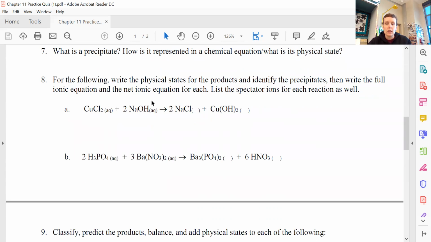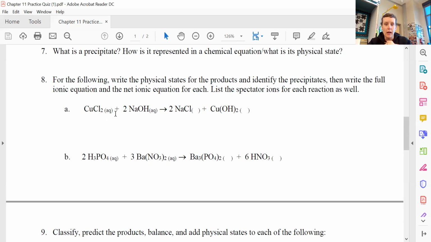All right, number 8, you're going to have an option on the net ionic piece. Okay, these are both double replacements that you're supposed to write the net ionic equations for. So first we have to fill in their physical states. So for this first one, NaCl is aqueous because it has an alkali metal. So that's AQ, and this one's solid. And then you can work through making the complete ionic equation and the net ionic equation, or you can skip straight to that net ionic equation using a little shortcut if you've learned that.